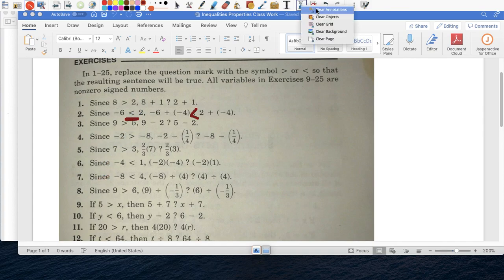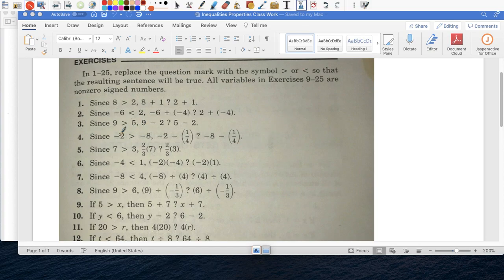So that keeps it simple. Again, when adding or subtracting the same value from both sides of an inequality, the order of the inequality will remain the same. Only when you multiply or divide by a negative number does it have to be reversed.